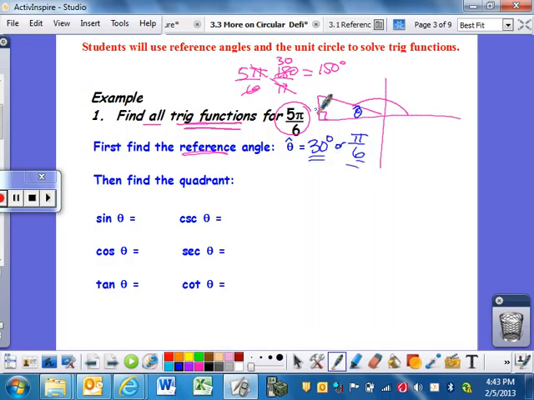So I don't really care how you go about doing it, as long as you can find 30 degrees. And as long as you can say, okay, if 30 is there, that means the 1's there. The square root of 3 is on the bottom. 2 is the radius. And it's going to be negative to the left, but positive going up. And now you find your relationships.